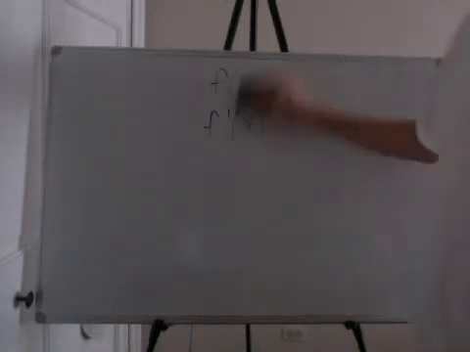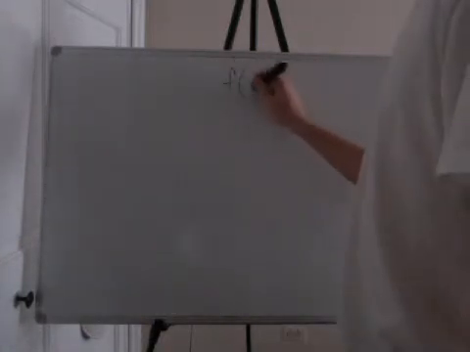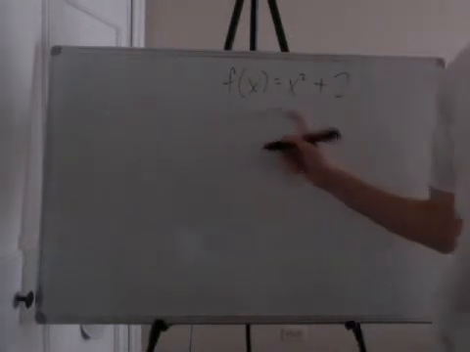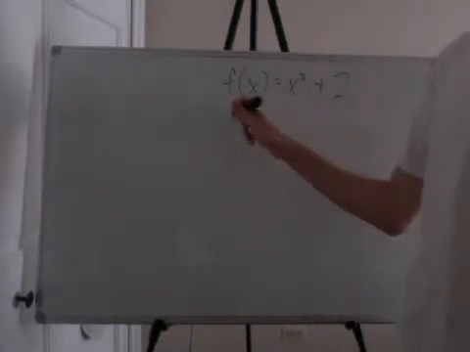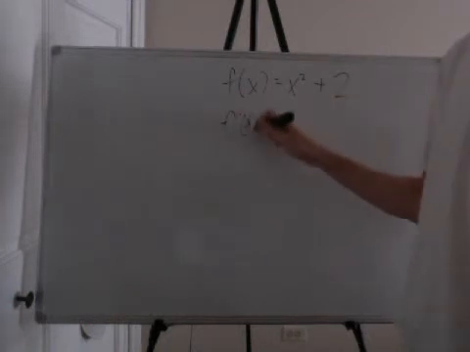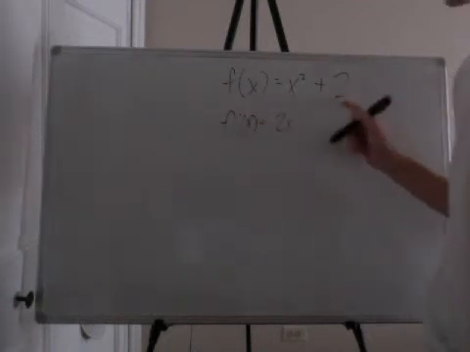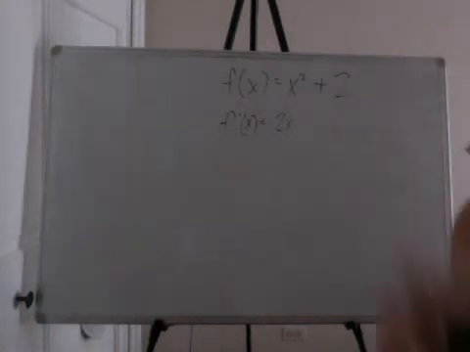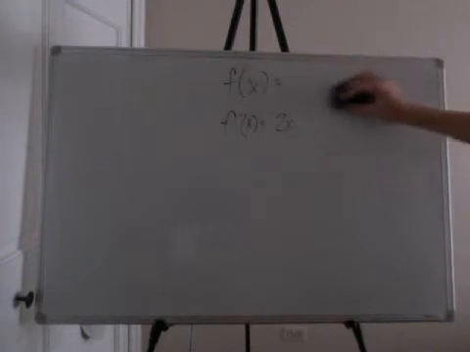Now, there is one little problem with this, which is what a lot of problems are going to be testing you on, and that is that if we have a function like f of x equals x squared plus 2, and then we took the derivative of that, you would get f prime of x equals 2x, and then the 2 would go away.